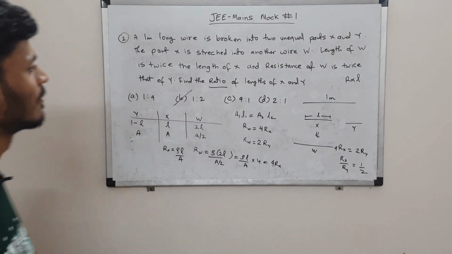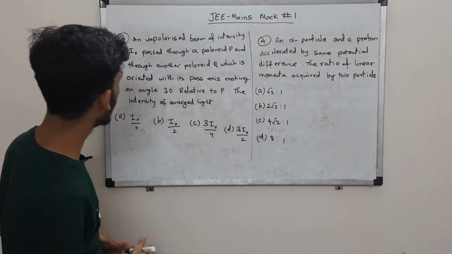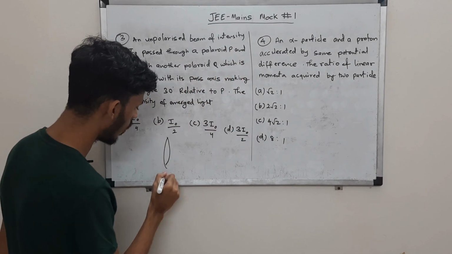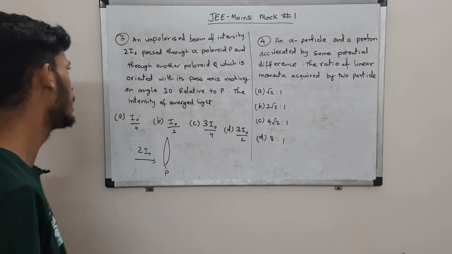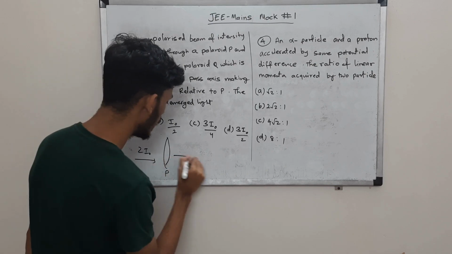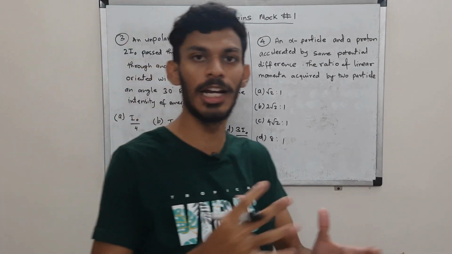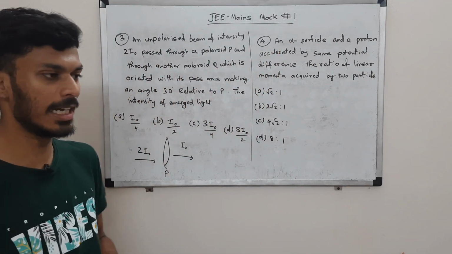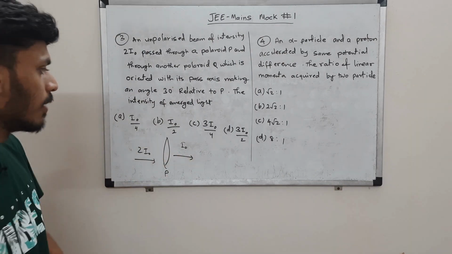Over to the next question. Number 3 and 4 over here. In question 3 we have an unpolarized beam of intensity 2 I naught, which is passing through a Polaroid P. After passing through P, it will have an intensity I naught, right? Whenever an unpolarized beam passes through a Polaroid, its intensity becomes half.